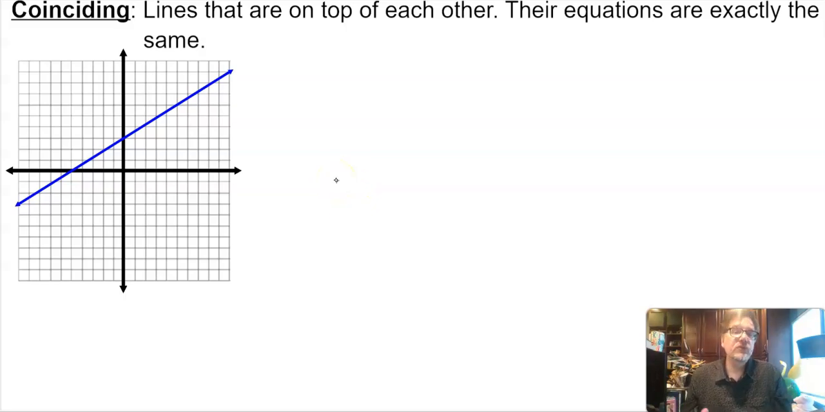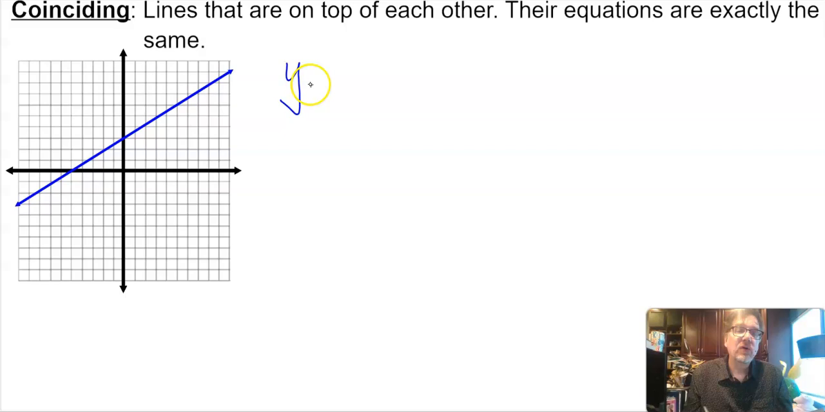If I give you two lines that are on top of each other, their equations are going to be exactly the same. Now you're like, but Mr. Gilbertson, there's only one line in this picture. That's because the second line is exactly on top of it. I have a red line and a blue line, but the only line I see is blue because it's on top.